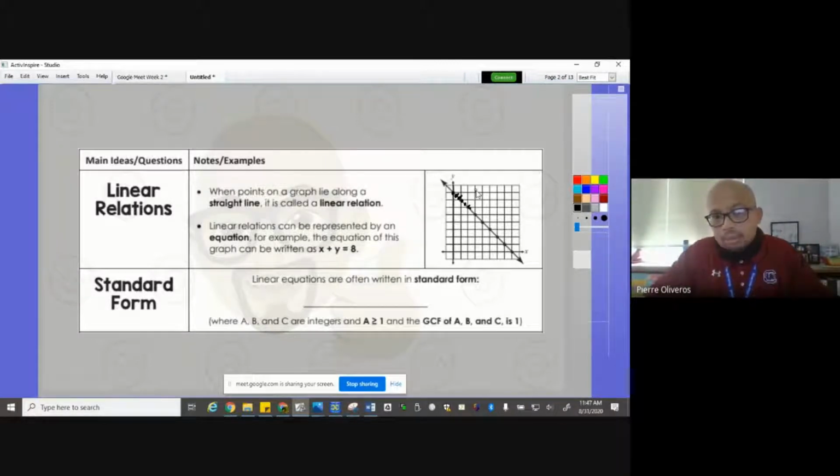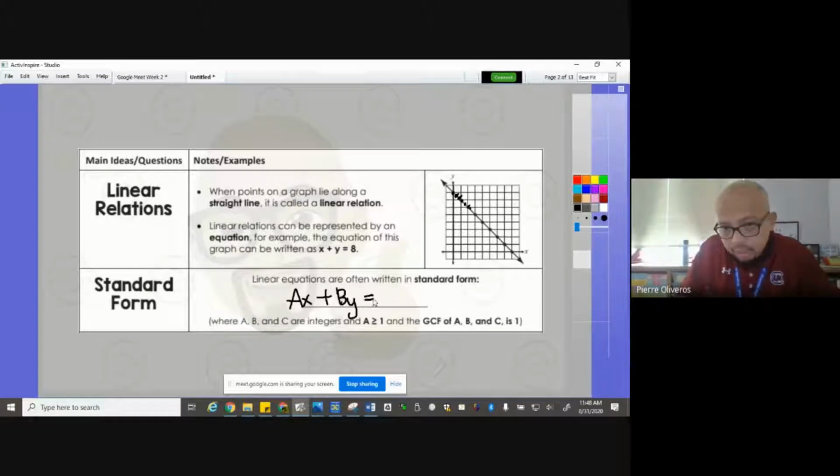For example, the equation of this graph on the right can be written as x plus y is equal to 8, which is in standard form. Standard form is a way to write an equation of a linear relation that can be written as ax plus by is equal to c. Those letters, x and y, are the variables of your linear relation, but a, b, and c are numerical values. They have to be integers. Integers are whole numbers, natural numbers. Basically, no fraction, no decimal.